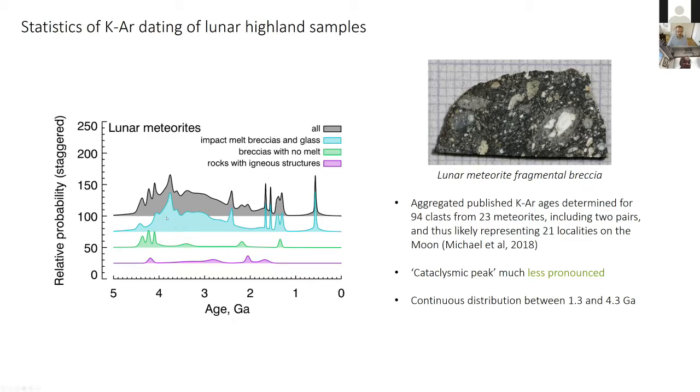When we plot all the data together in the same style, you see that there's this kind of continuous distribution of ages between about 4.3 at the oldest, going down to about 1.3. There possibly is a stronger signature around the 3.9, but it's not in any way dominant as it was in the samples from Apollo. So this cataclysmic peak is much less pronounced if you look at the data through the meteorites.